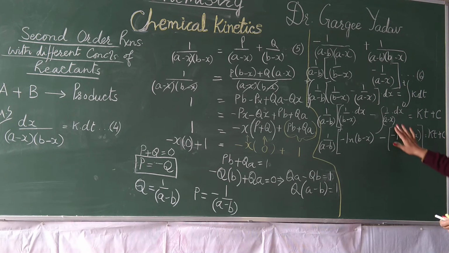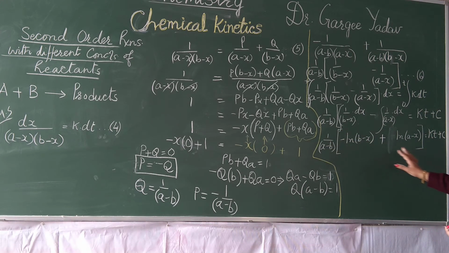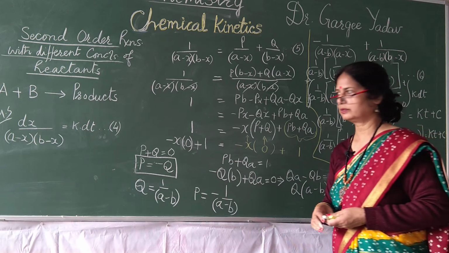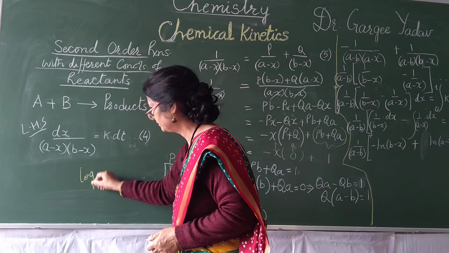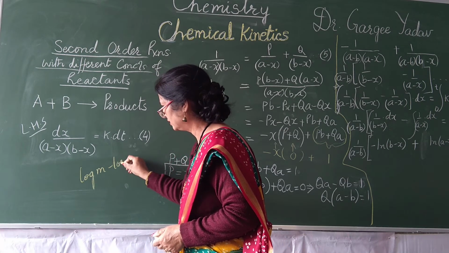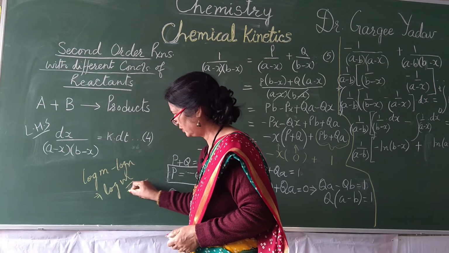I will do it in a single step. Let it be plus over here. So what we have now is 1 upon a minus b. Inside the bracket we have log natural a minus x minus log natural b minus x. This all is equal to kt plus c. Now we very well know the property of log, that log of m minus log of n is actually log of m upon n. We all know this property.